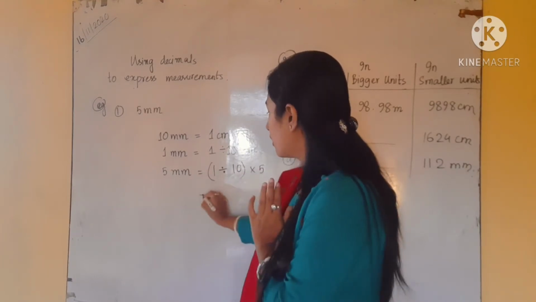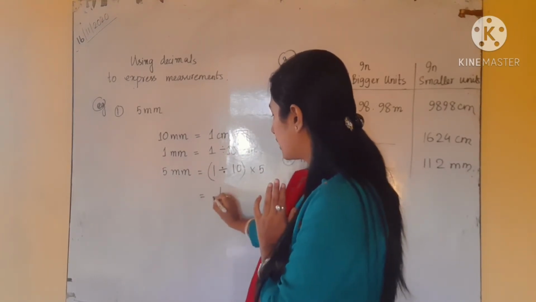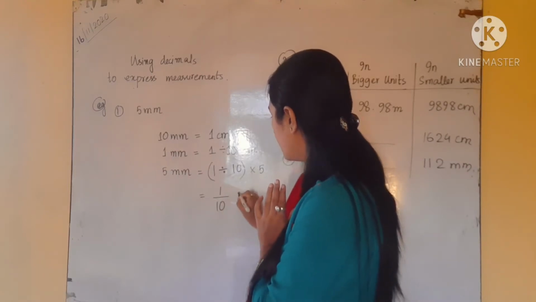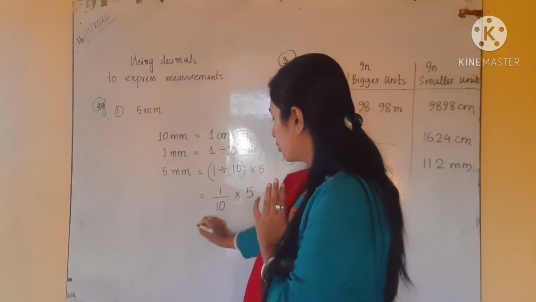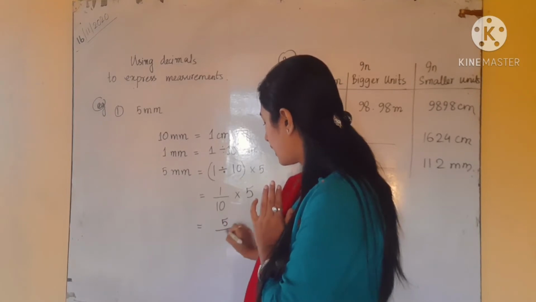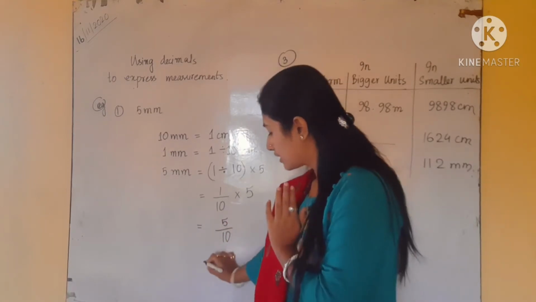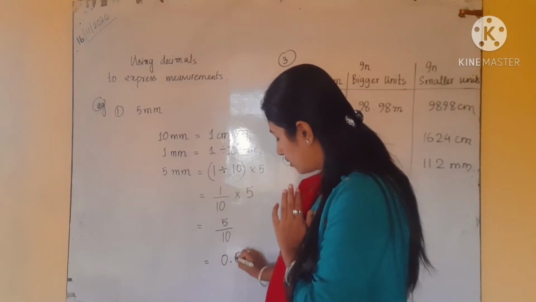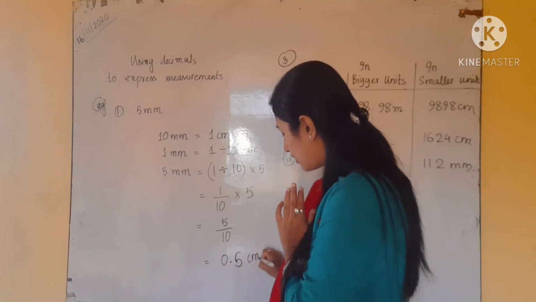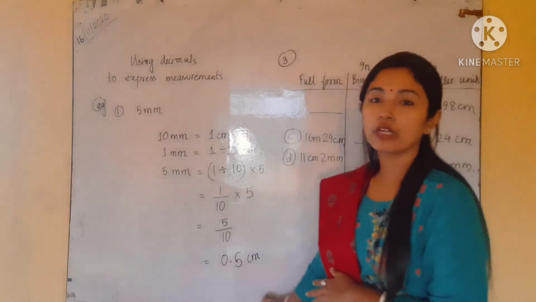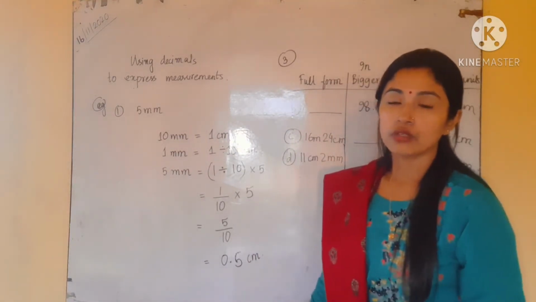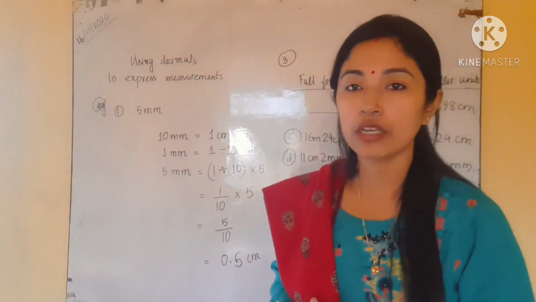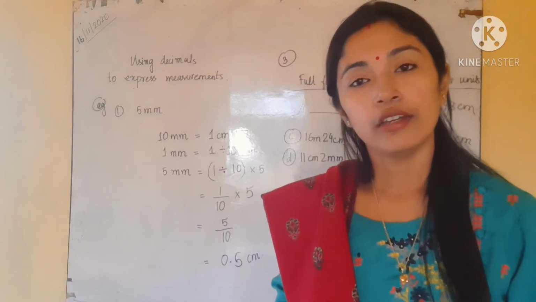We know that 1 divided by 10 can also be written as 1 by 10, and into 5 we can write it as 5 by 10. And 5 by 10 in decimal we can write as 0.5 centimeter. So this is converted into centimeter. That means for converting millimeter to centimeter we have to divide by 10.